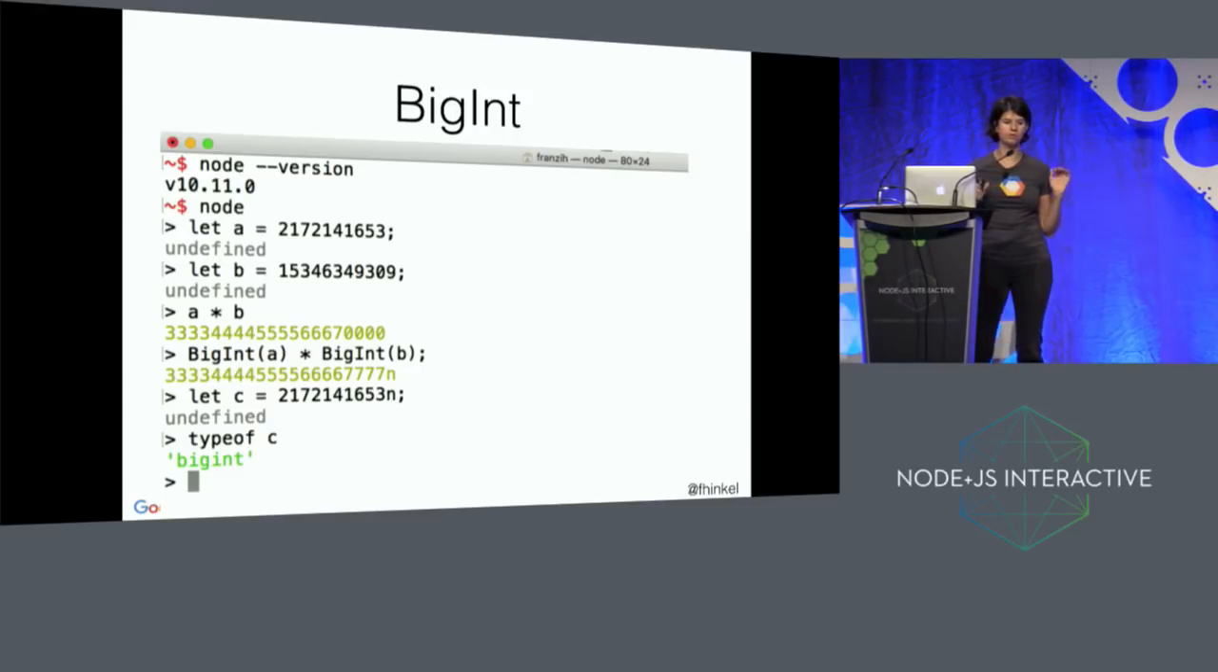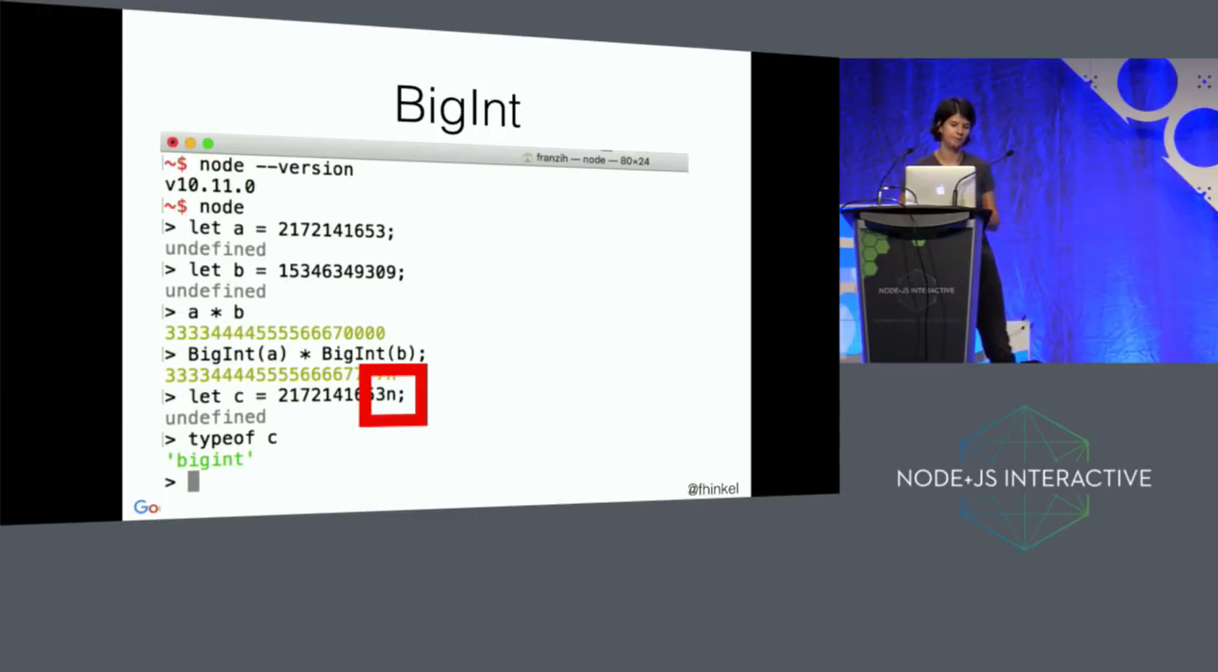You can use the constructor, or a little shorter to write is you just put a little n, like number, after the number, and then it's automatically a BigInt.